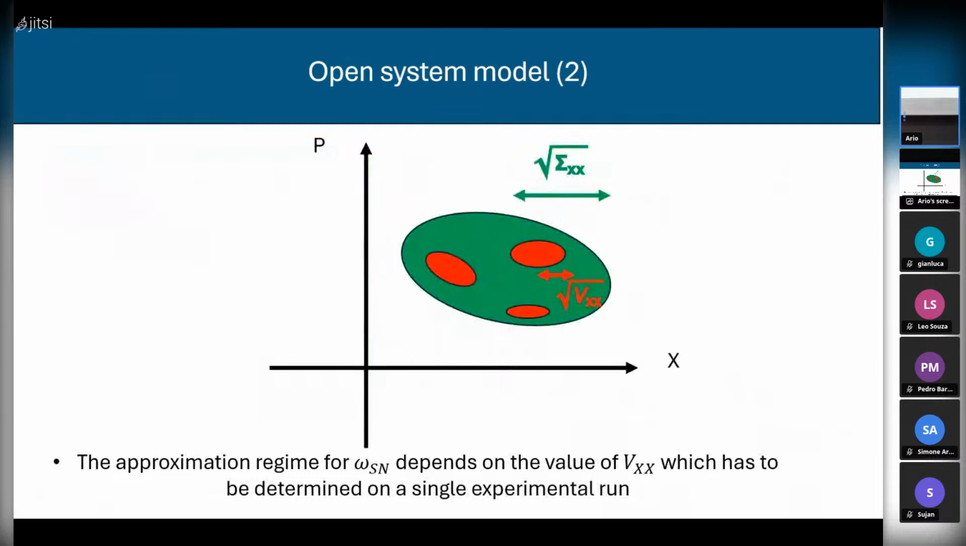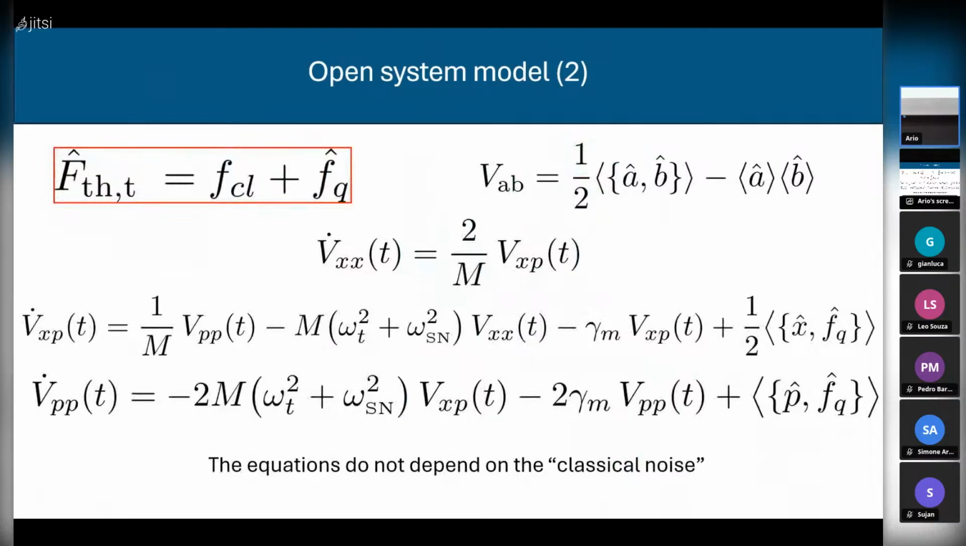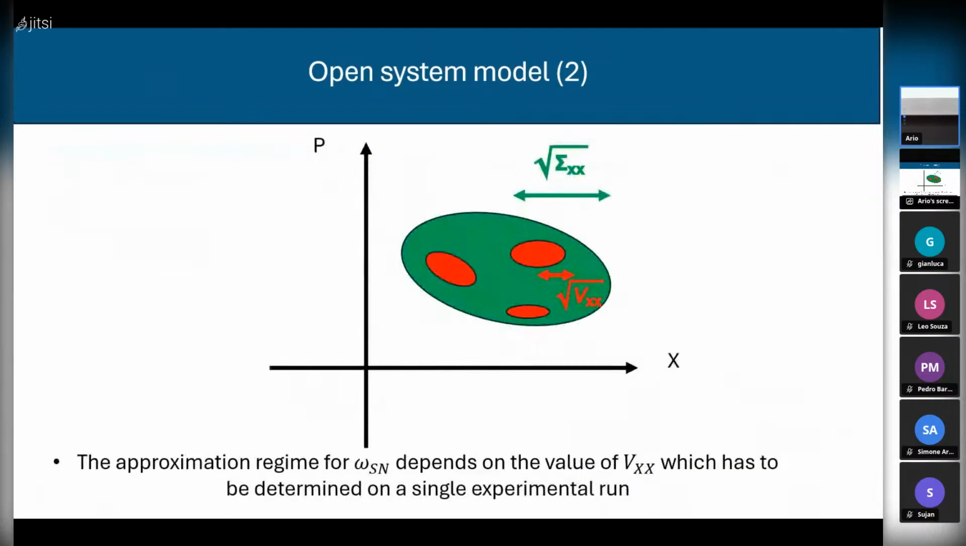In each realization of the experiment, you have a different value for the different realization of the classical noise, and you end up with different uncertainty ellipses. Each of these red ellipses gives you the ending point of a realization, and each has a variance, this V XX. Then after you average over different realizations, you get what you would call the mixed state, which has this sigma XX variance.